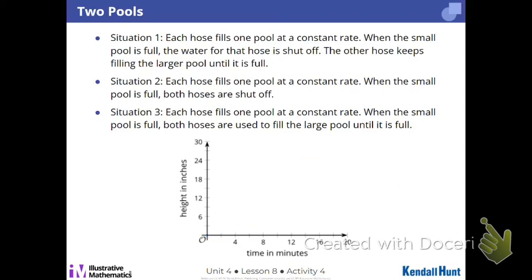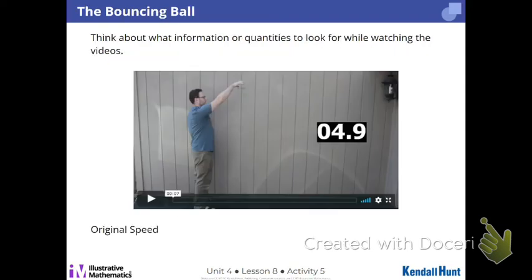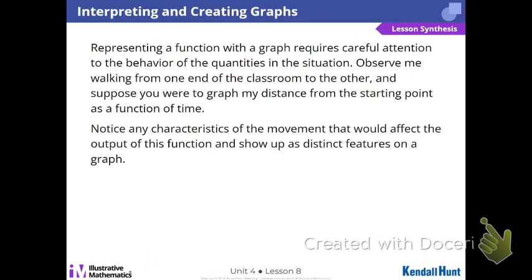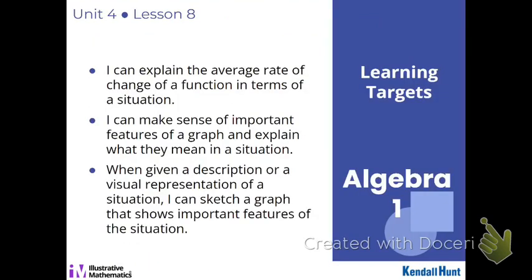All right. Let's get to our lesson summary here. We're skipping the ball bounce. We don't need it. So, explain the average rate of change. Yes, we can do it over this interval. Make sense of features of graphs and explain what they mean. We practiced a lot of that today.